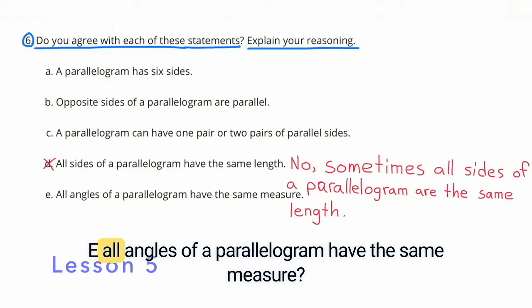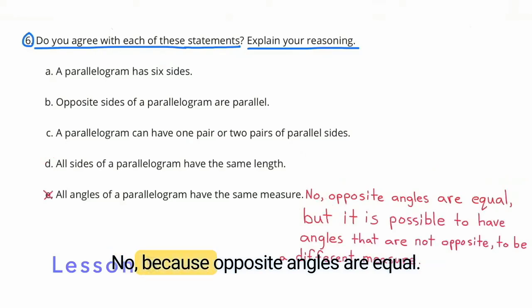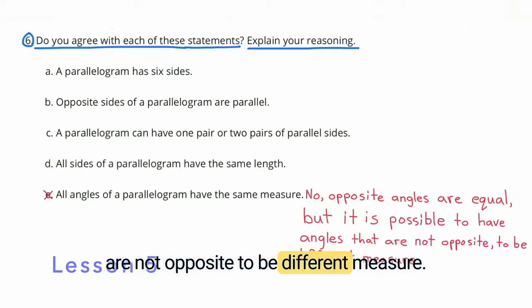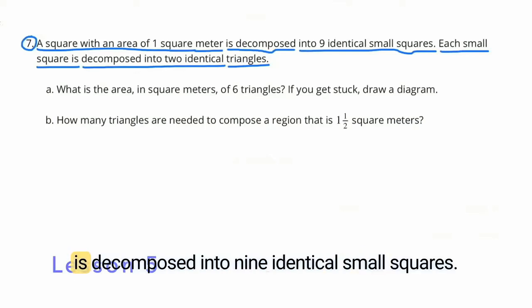E. All angles of a parallelogram have the same measure. No, because opposite angles are equal, but it is possible to have angles that are not opposite to be different measure. Number 7. A square with an area of 1 square meter is decomposed into 9 identical small squares.